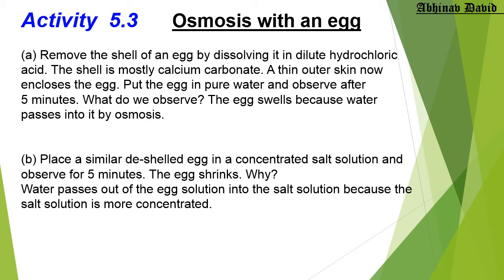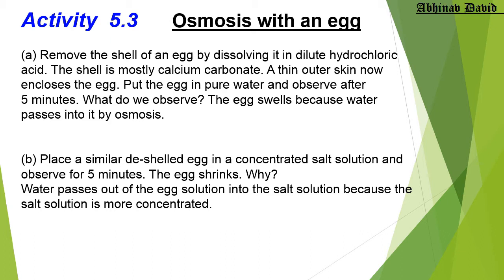Now, as you know, an egg is a single cell, so we will be studying a very simple process. As you can see in point A, we have to remove the shell of the egg by dissolving it in dilute hydrochloric acid. We keep the egg in the acid, and the outer shell, which is made up of calcium carbonate, will get dissolved. Then we get the cell membrane and all the other parts of the cell, that is the cytoplasm and the nucleus. The yellow part of the egg is the nucleus and the white part of the egg is the cytoplasm.